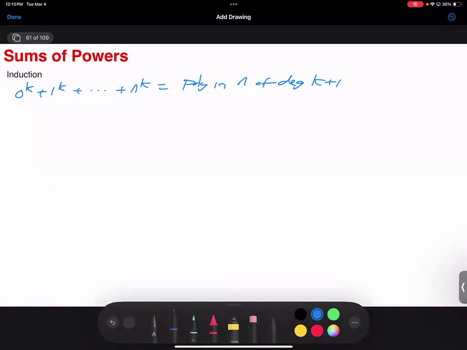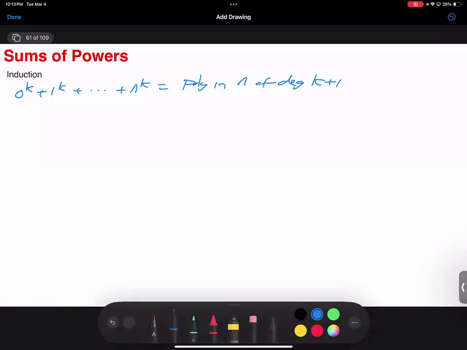How many of you have seen this before? Good. I don't think you've seen this before. You've seen this for small k. If k equals 1, it's n(n plus 1) over 2. If k is 2, it's n(n plus 1)(2n plus 1) over 6. If k equals 3, it's n squared (n plus 1) squared over 4. It's true, but it's a lot of work to prove this.